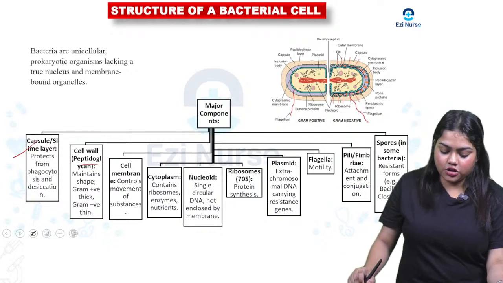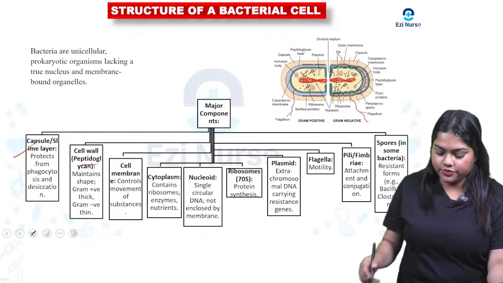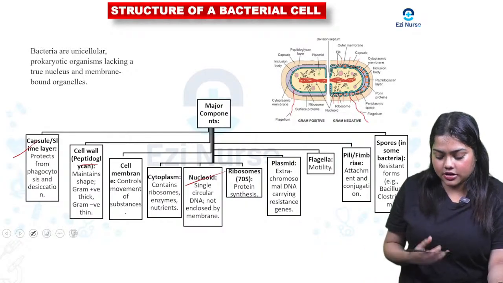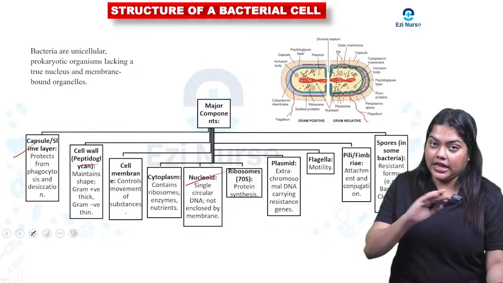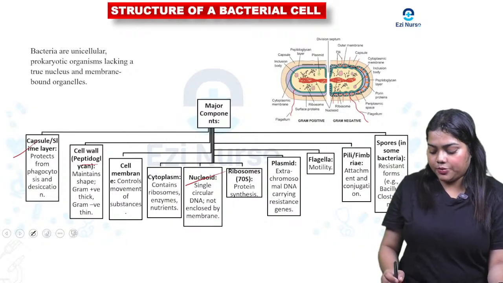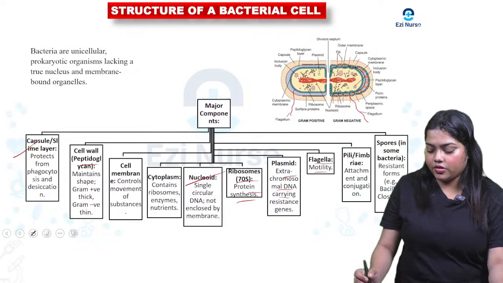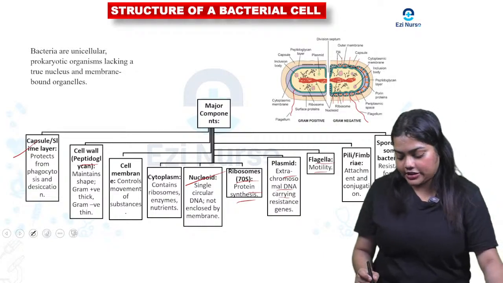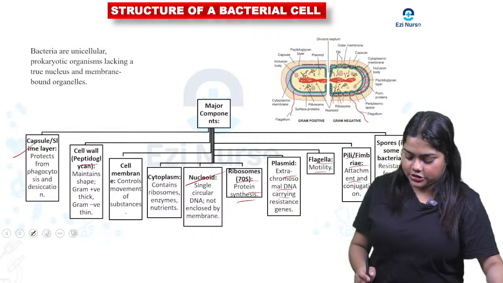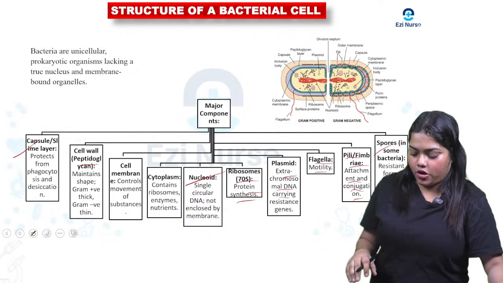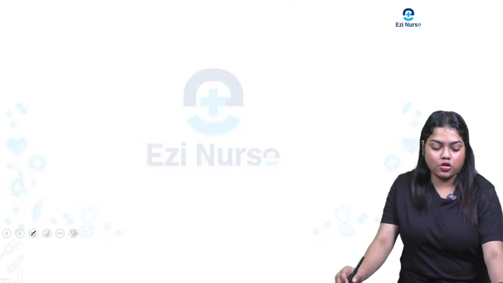Then the cell membrane, which controls the movement of substances. Cytoplasm contains ribosomes, enzymes, and nutrients. The nucleoid has a single circular DNA, not enclosed by any membrane. Ribosomes are 70S for protein synthesis. The plasmid has extrachromosomal DNA carrying resistance genes. Flagella help in motility. Pili and fimbriae help in attachment and conjugation. And spores, which some bacteria form, are resistant, as in Bacillus and Clostridium.